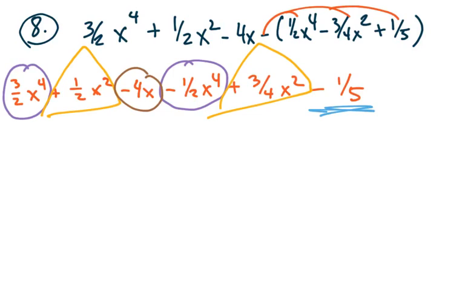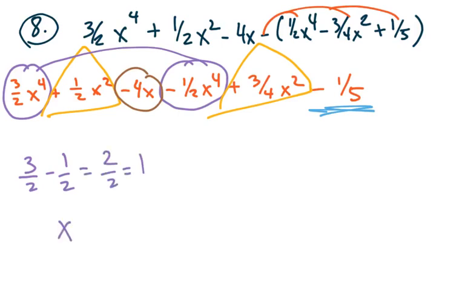Okay, so let's put the purples together. So we have 3/2. So 3/2 minus 1/2 is just going to be 2 over 2, right? Which, well, let me write it this way. So this would be 3/2 minus 1/2, which would give me 2 over 2, which is 1. So this is going to be 1x to the 4th, which we usually just write as x to the 4th.